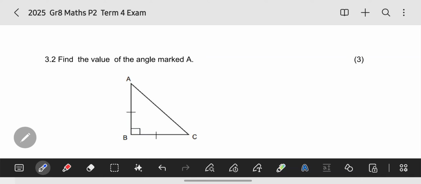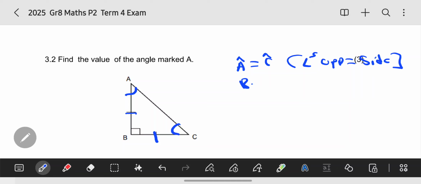Find the value of angle marked A. Okay, so guys, this side is equal to this side. So it means that this angle is also equal to this angle. What is the reason? Angles opposite equal sides. Okay, so we start there. We see angle A is equal to angle C. The reason: angles opposite equal sides.